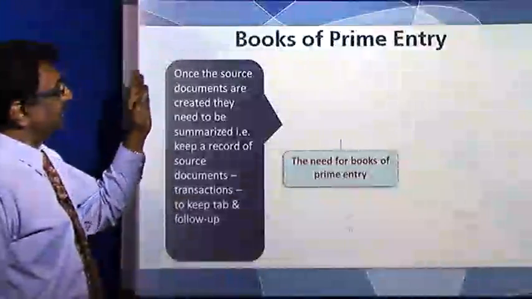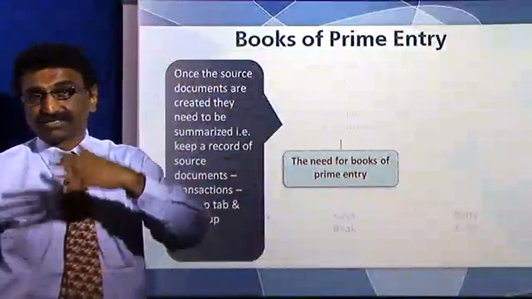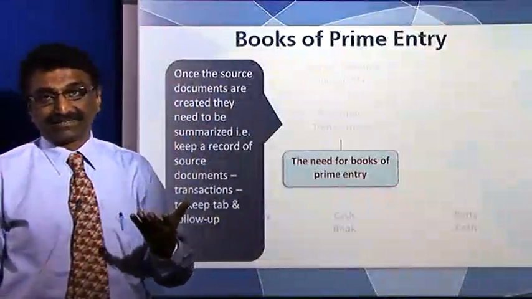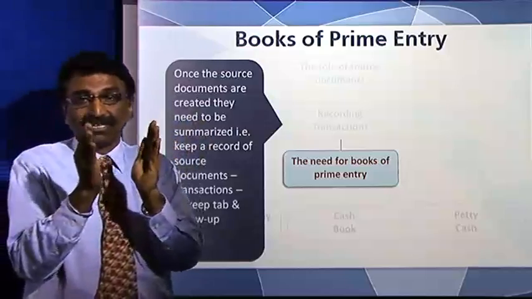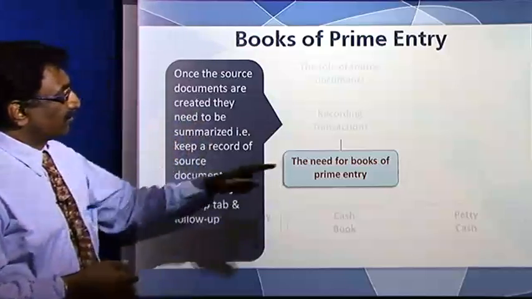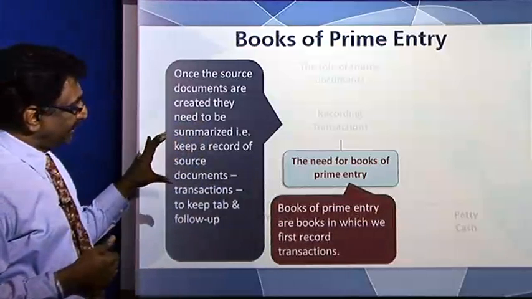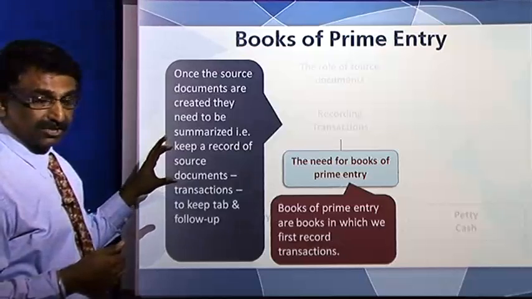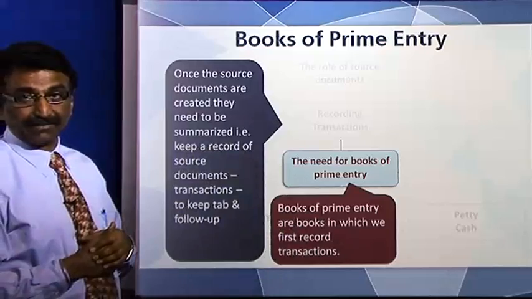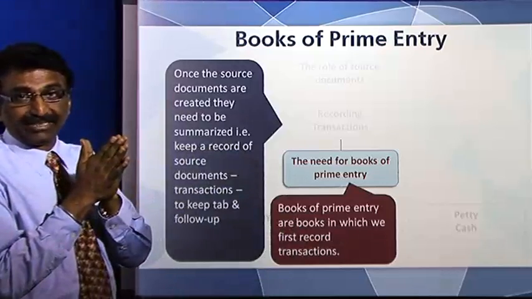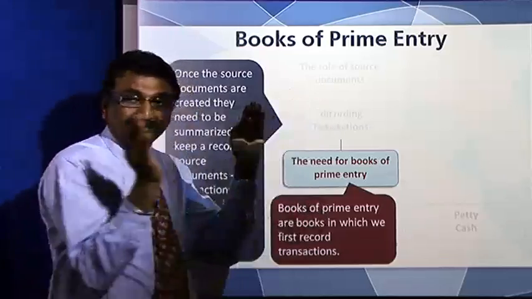Now, once this has been done, you have the source documents, but you know that there will be hundreds of invoices, hundreds of dispatch notes, etc. Now, we need to bring them into one summarized form into certain books, which are called books of prime entry, where all these transactions from the source documents are captured into this particular book, thereby ensuring that we have all this scattered information summarized at the first level.